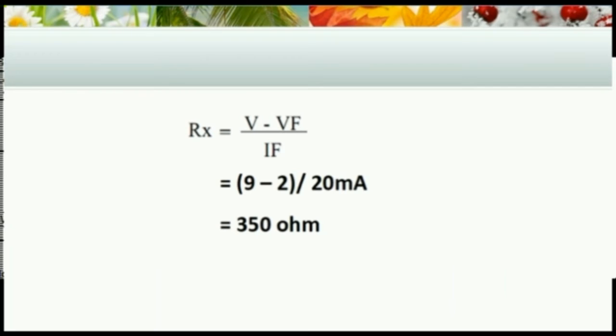To find the value of the resistor, the formula is Rs equal to V minus Vf divided by If. So V is the battery voltage 9 minus forward voltage of the LED 2, divided by forward continuous current 20 milliampere. So the value of Rs is 350 ohm. Using simulation, I will show the resistor value is correct.